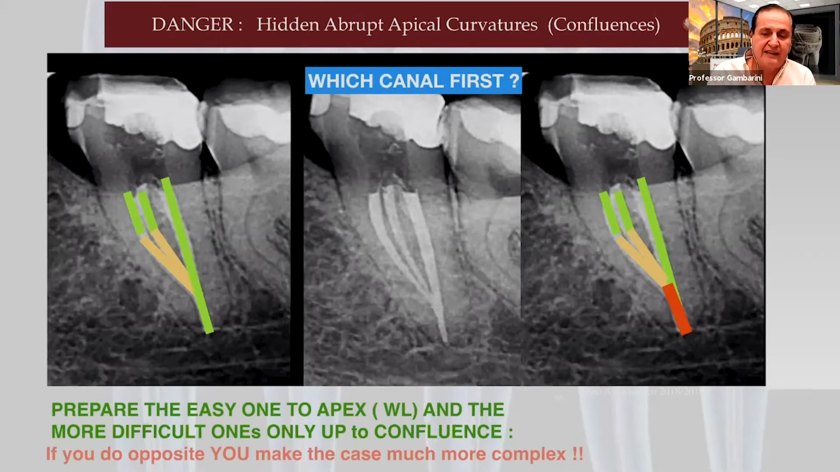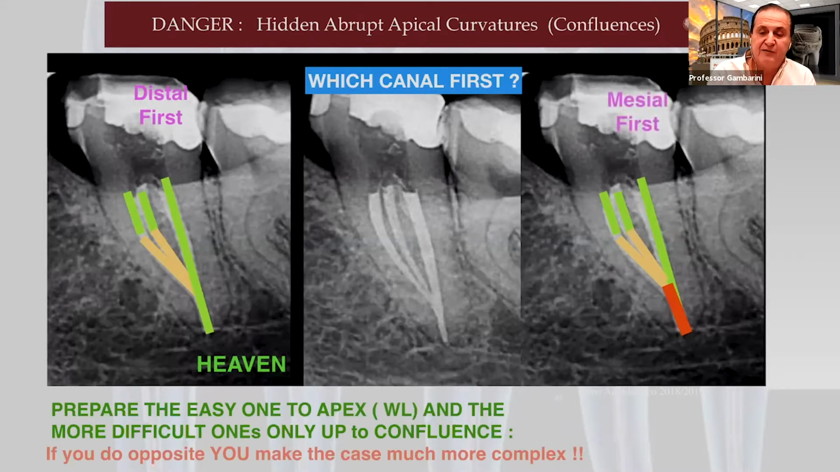Because we know that when we have confluence, we have to prepare the easy canal to the apex, to the working length, and the more difficult only up to the confluence. So in this case, if we start with the distal first, this is a very, very easy case. The medial, we stop at the point of the confluence and we do quite easily such a case.